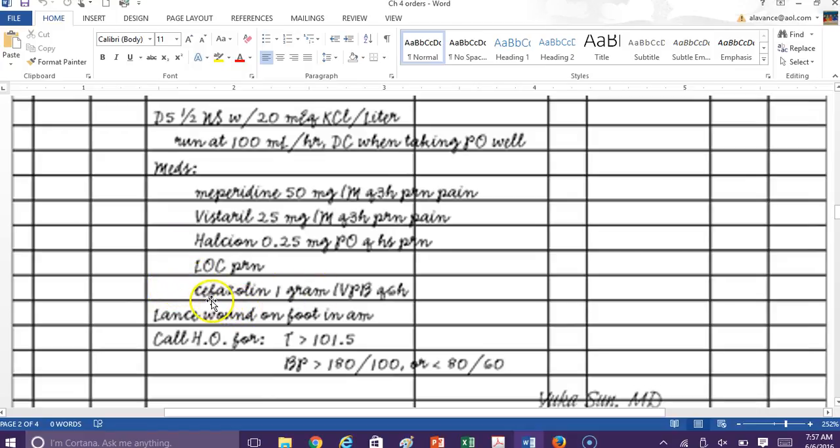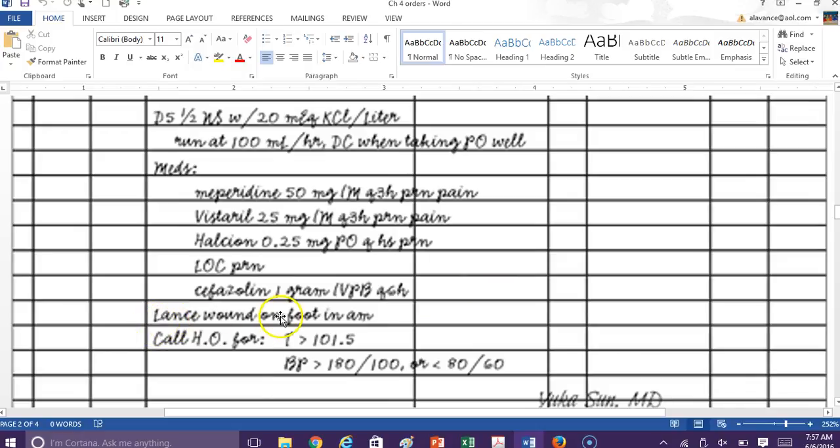Cefazolin. Cefazolin is Kefzol or Ancef, 1 gram IV piggyback, every 6 hours. Now you notice it's just giving the drug. It's not giving the base solution. We'll talk more about that in chapter 5.